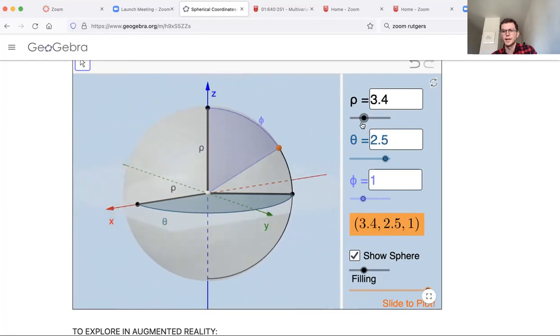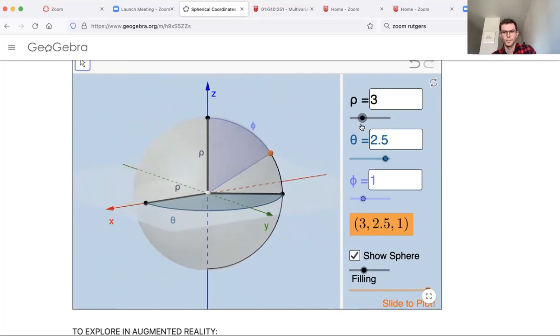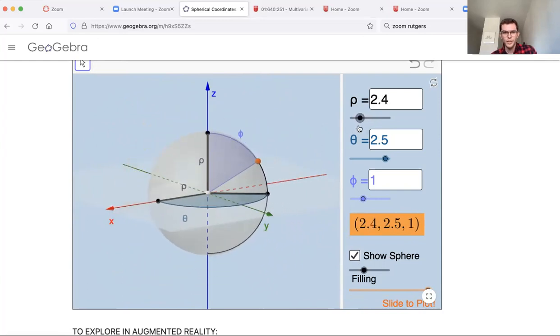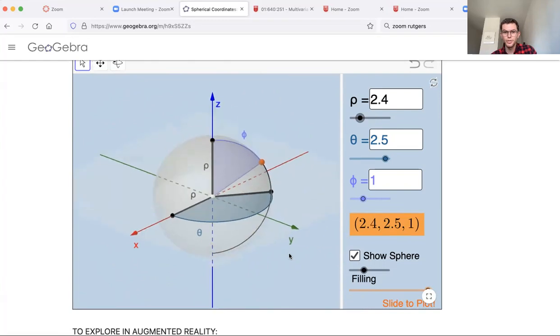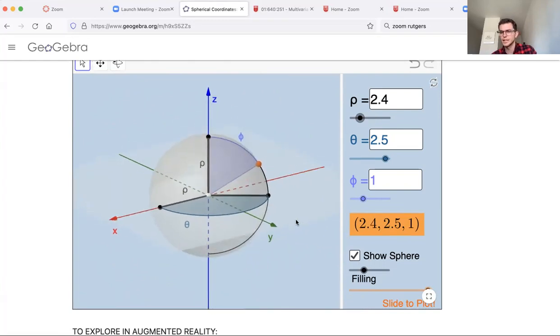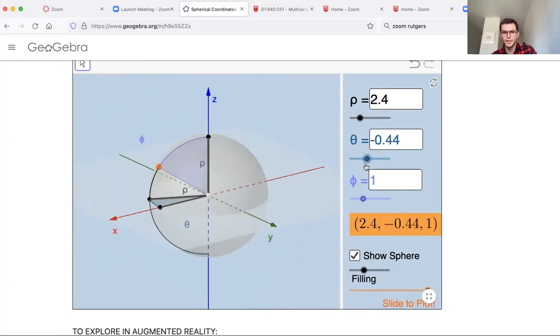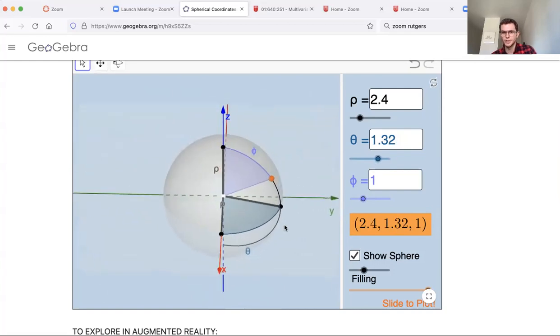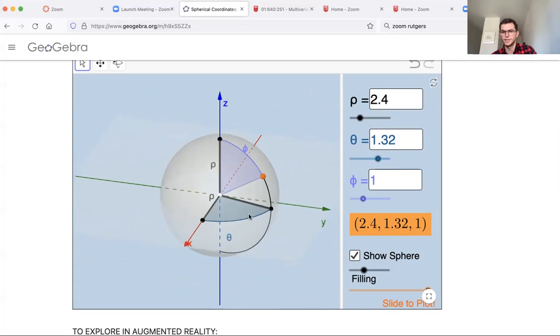So rho is like an actual radius. Then there's an angle theta, which is the angle theta that you know from polar coordinates. It's this angle that's being measured here on the XY plane. If you see here, theta.